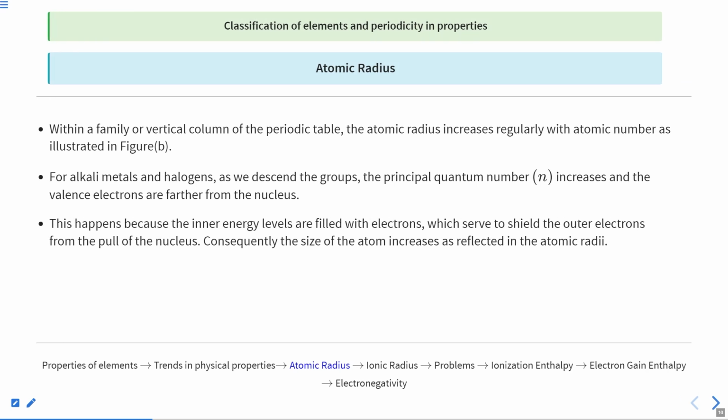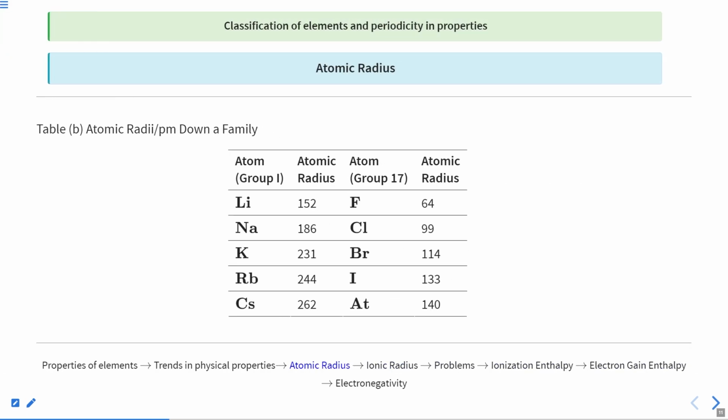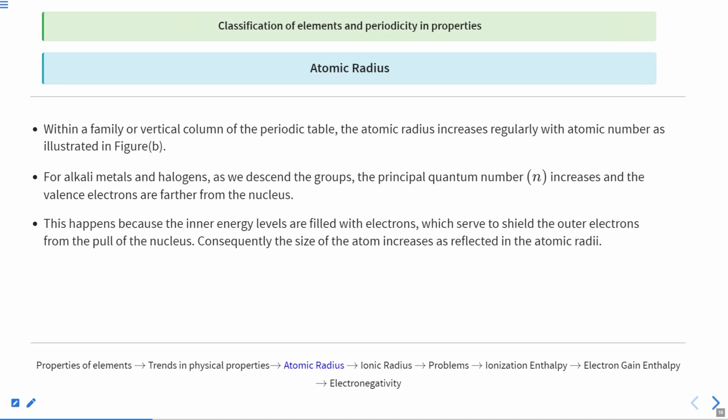Now, within a family or a vertical column of the periodic table, the atomic radii increases regularly with atomic number, as illustrated in the figure. So for alkali metals and halogens, as we descend down the group, the principal quantum number increases and the valence electron is further away. So as we move from up to down, the atomic radii increases. This happens because the inner energy levels are filled with electrons, which serve to shield the outer electron, and consequently they experience less and less force, and at last their size increases. Clear?